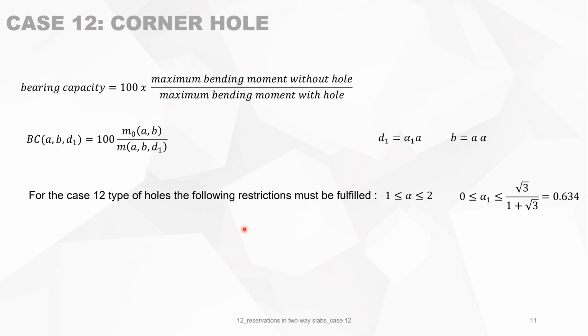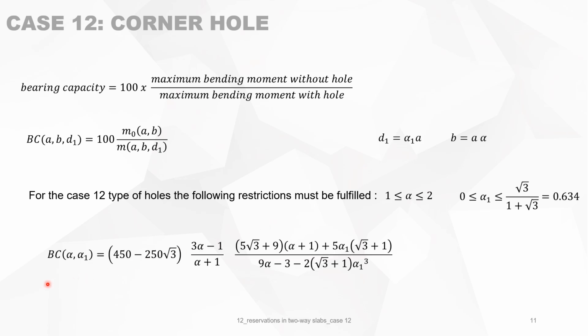For the case 12 types of holes, then we know that alpha must be between 1 and 2 for two-way slabs, and alpha 1 must be between those two limits to be valid to be a case 12 hole. Then, during the previous slides, we can easily calculate the formula by replacing B1 and B, and we arrive at this equation.